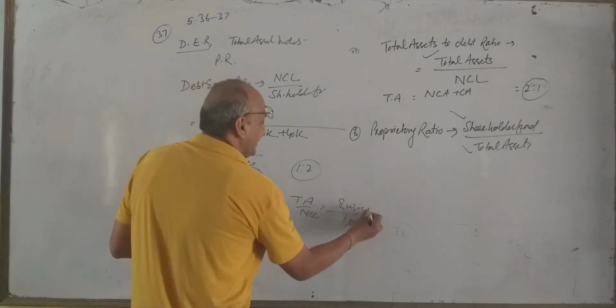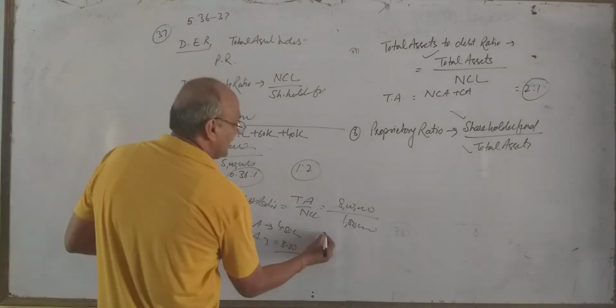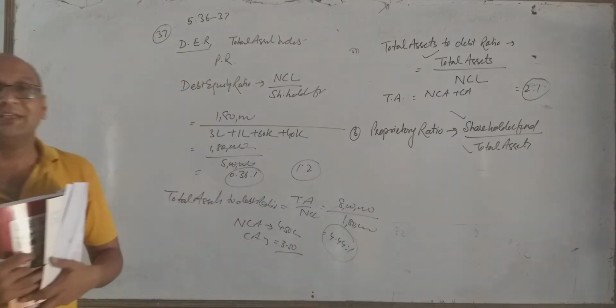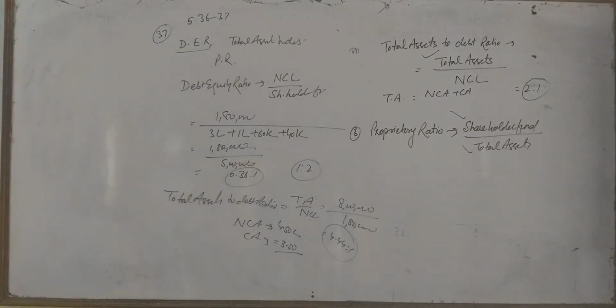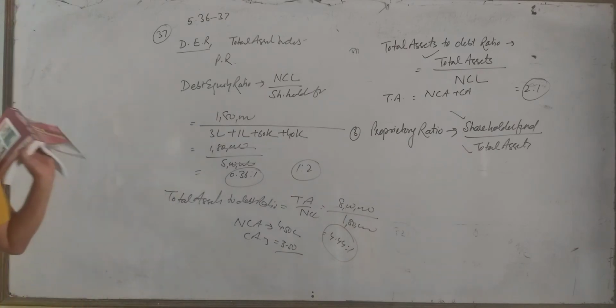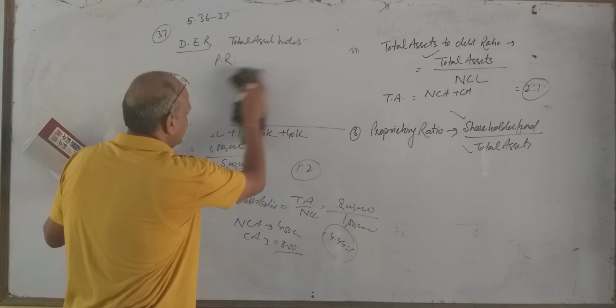So 8 lakh divided by 1,80,000. It comes 4.4 is to 1. It means our total assets are approx 4 times of our non-current liabilities. It means position is good. We are using less outside fund. हम कम से कम पैसा बाहर का यूज कर रहे हैं.